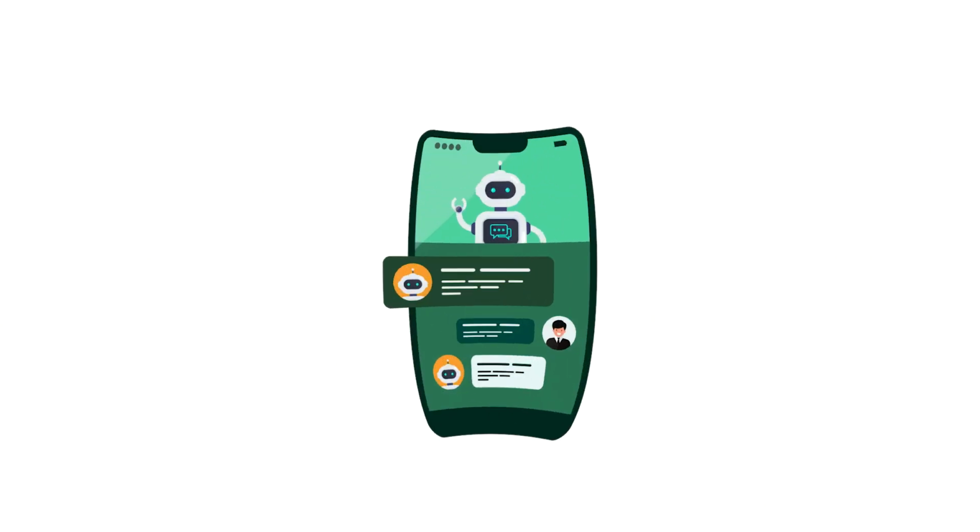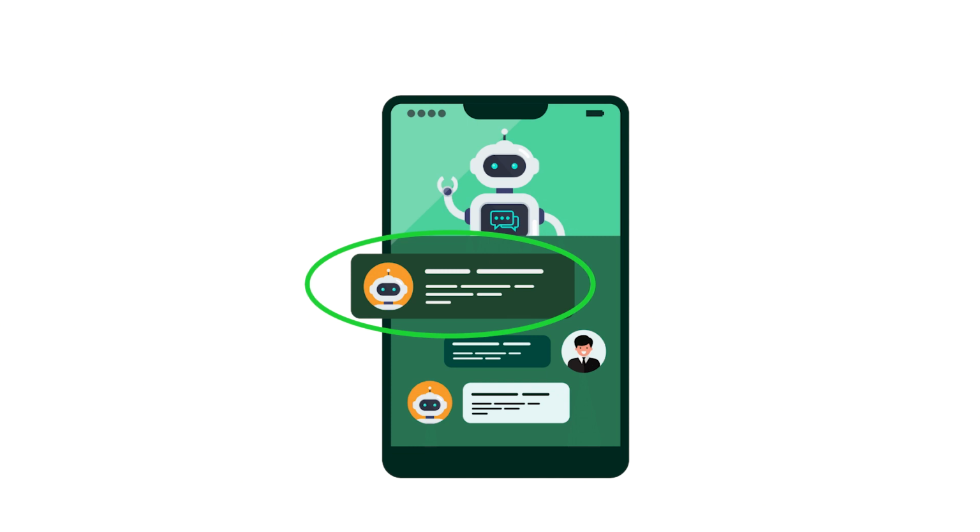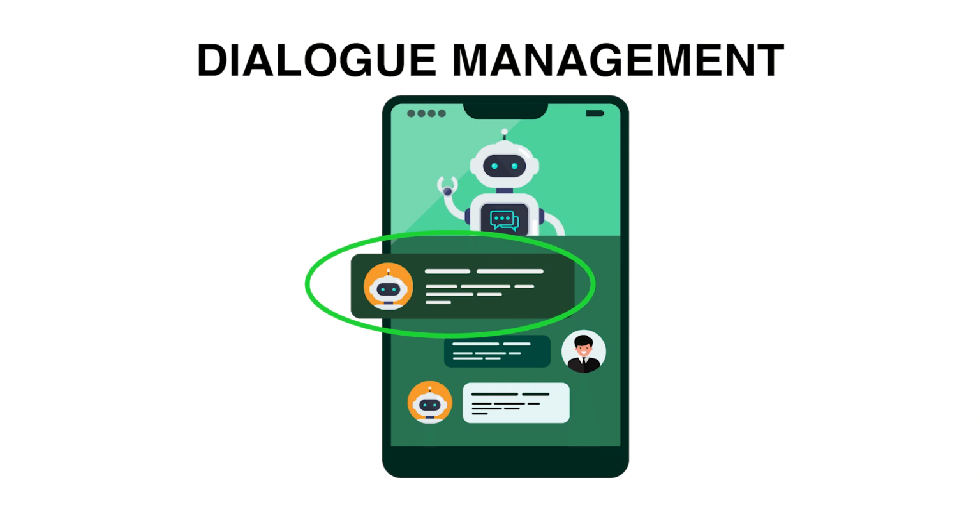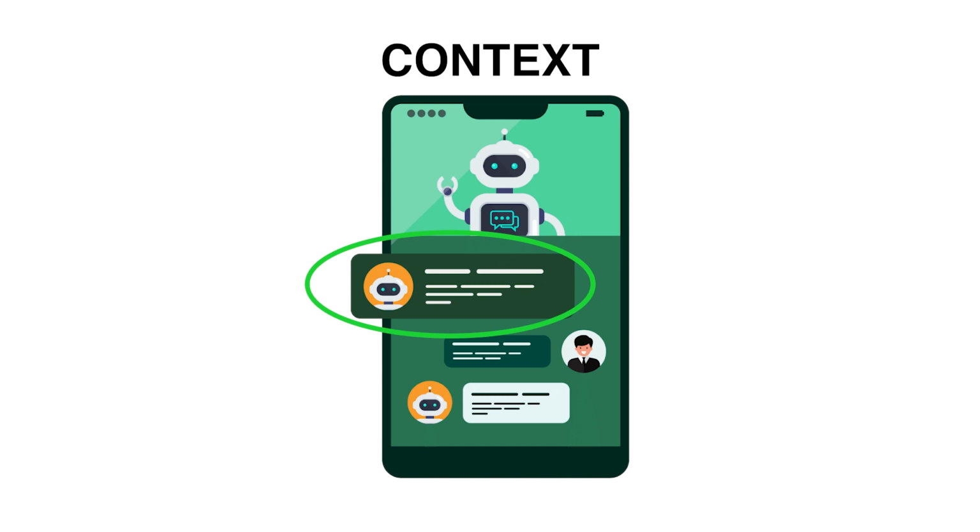Have you ever wondered how it keeps track of our conversations, even when we ask follow-up questions, or refer back to earlier parts of the chat? It's all thanks to a smart feature called dialogue management and the magic of context. Let's dive into an easy-to-understand explanation of how this works.